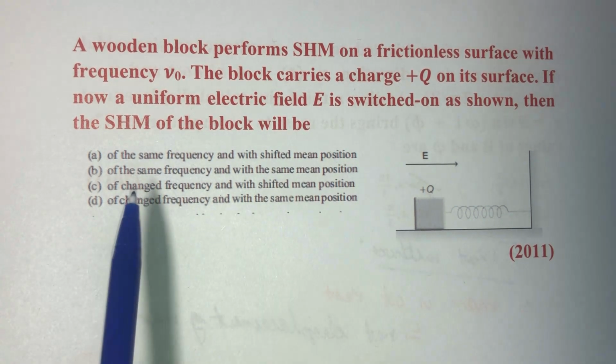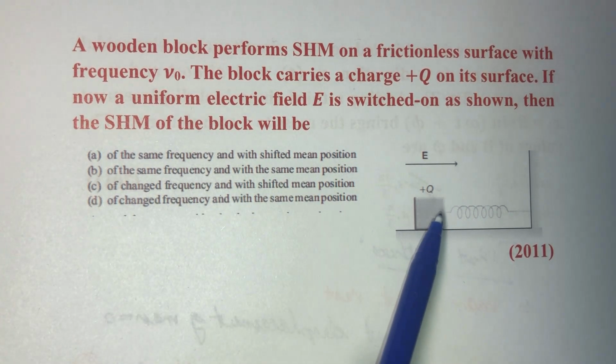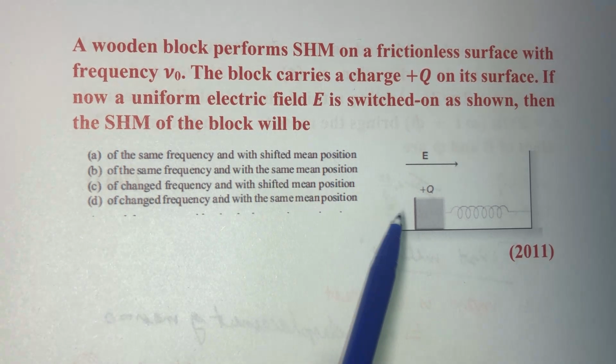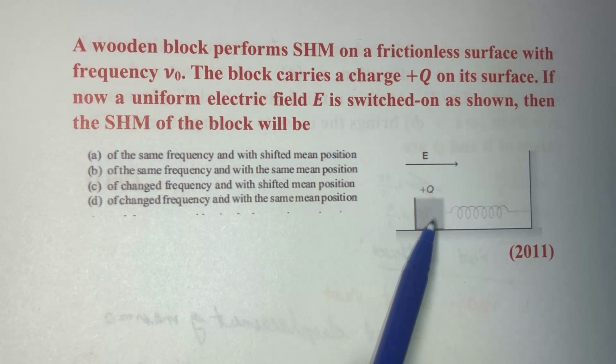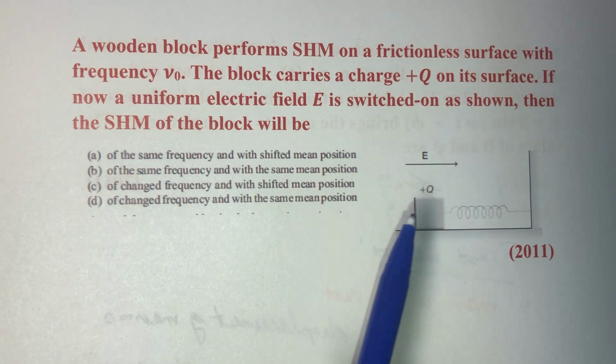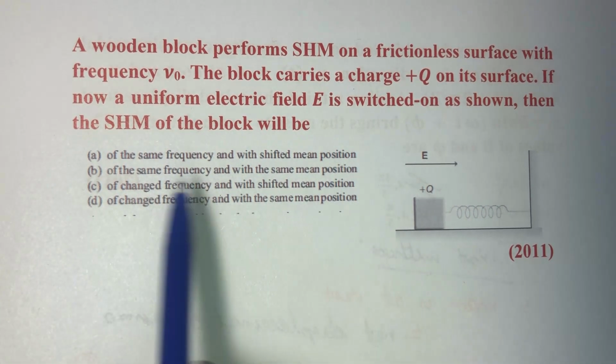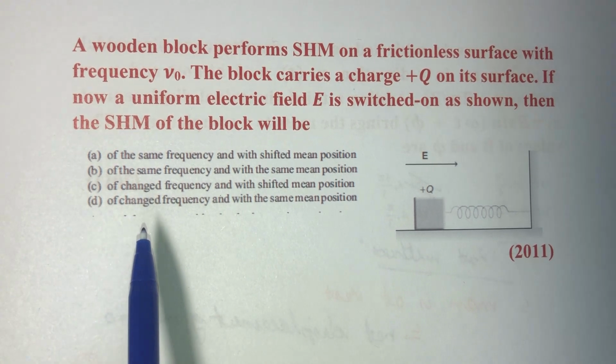So it basically means that SHM will be having the same frequency or a changed frequency, and the SHM will be executing at the same mean position or a changed mean position. So these are, you can say, the two broad combinations based on which these four options are given.